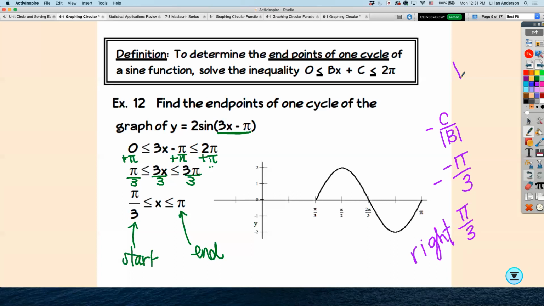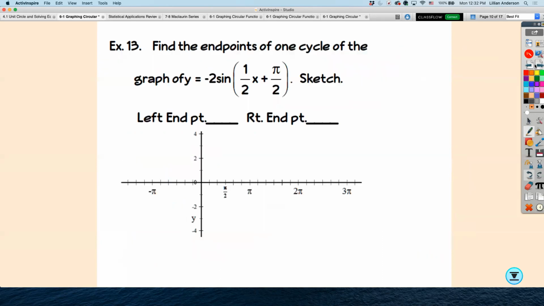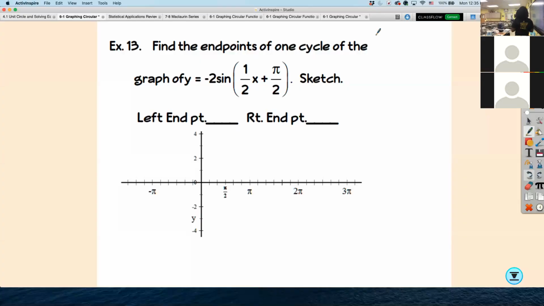What's the period of this function? 2 pi over 3. Very good. Find the endpoints of one cycle, okay? And then we're going to sketch this graph.